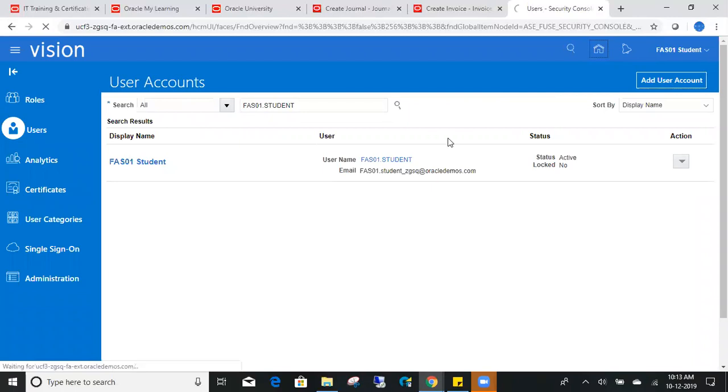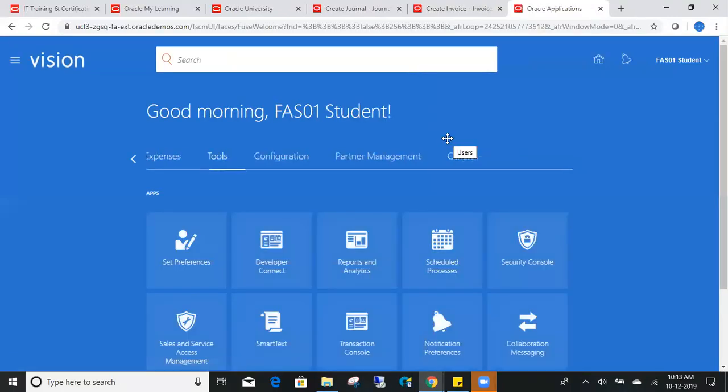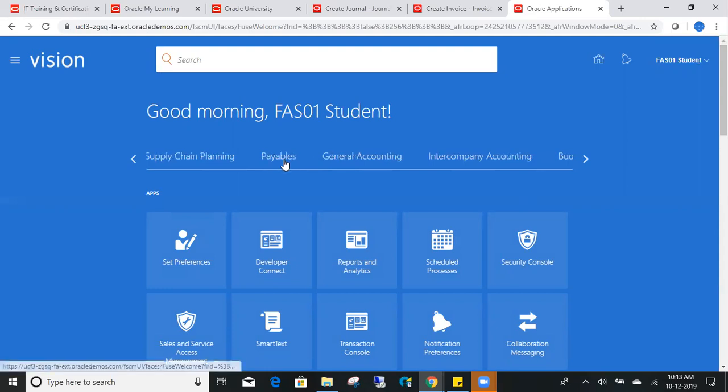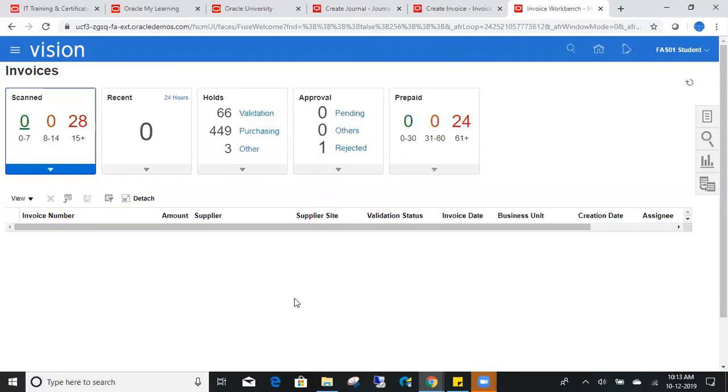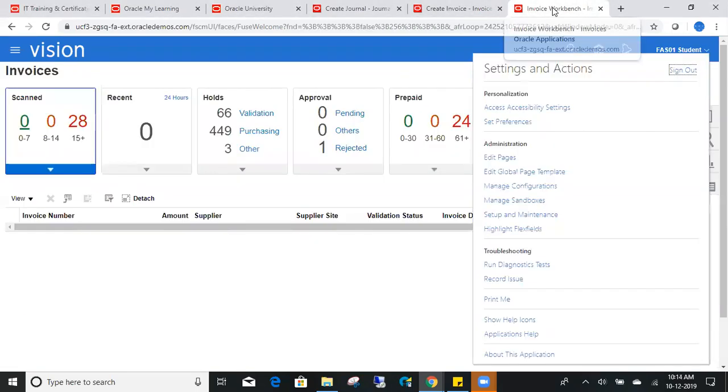So I have given a super role to him, so he is now able to go with account payable. I have given all access to him, because we have a custom role from our end. That's the reason we already have the invoice print. Okay, so let us go to the setup and maintenance page.